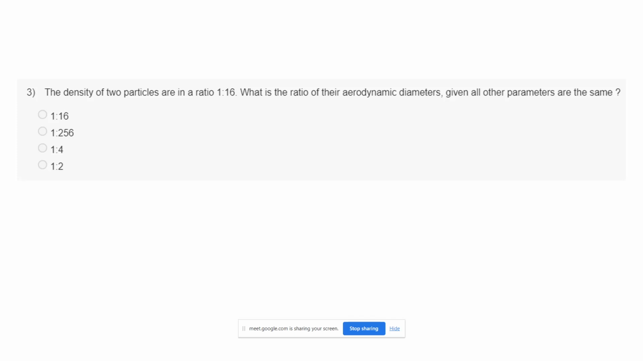Option C. Option 3. Okay. Anyone else? Anyone else would like to answer this question? Okay, option C is the correct answer, 1:4.